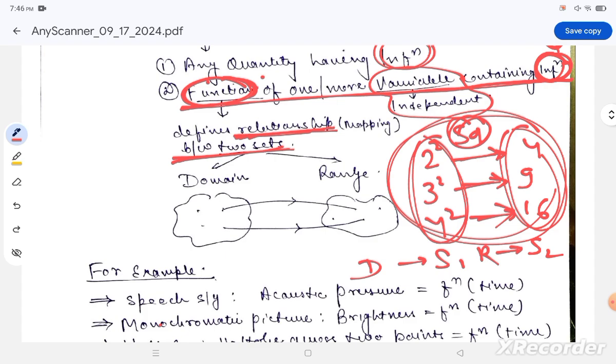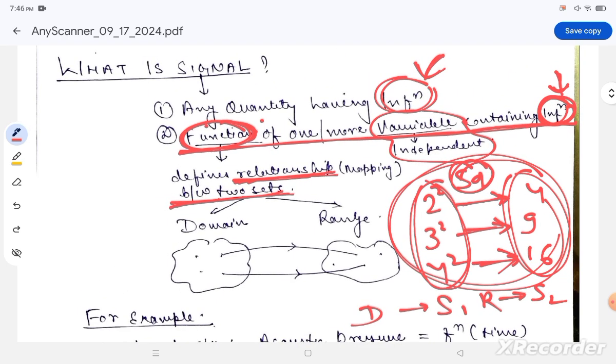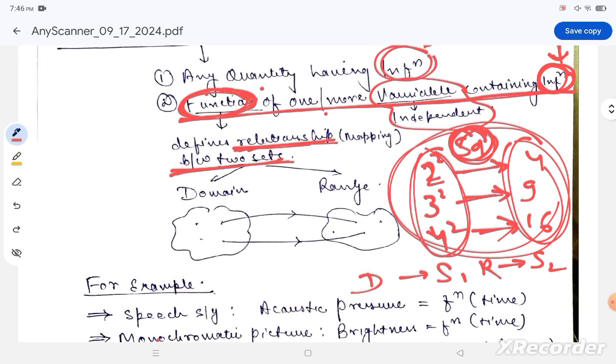So now coming back to the definition: a function of one or more variables containing information. Square is the function. What are the variables? 2, 3, 4 are called variables, and they contain information. For example, 2 volt, 3 volt, 4 volt. If we square 2 volt, we get 4; square 3, we get 9; square 4, we get 16 volt. So this is called the function.